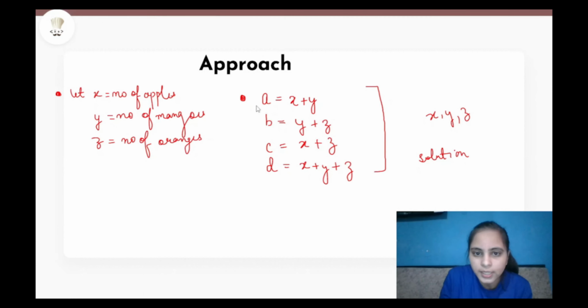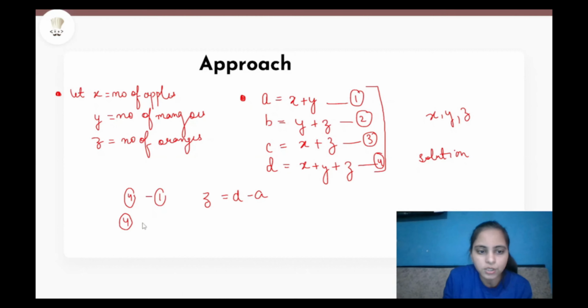So let's solve this set of equations. One way in which we can find the values of x, y and z is by subtracting equations 1, 2, 3 respectively from equation 4, and then we get the missing unknown variable independently. If we subtract equation 1 from equation 4, we find the value of z as d minus a. When we subtract equation 2 from equation 4, we find the value of x as d minus b. And when we subtract equation 3 from equation 4, we find the value of y as d minus c.